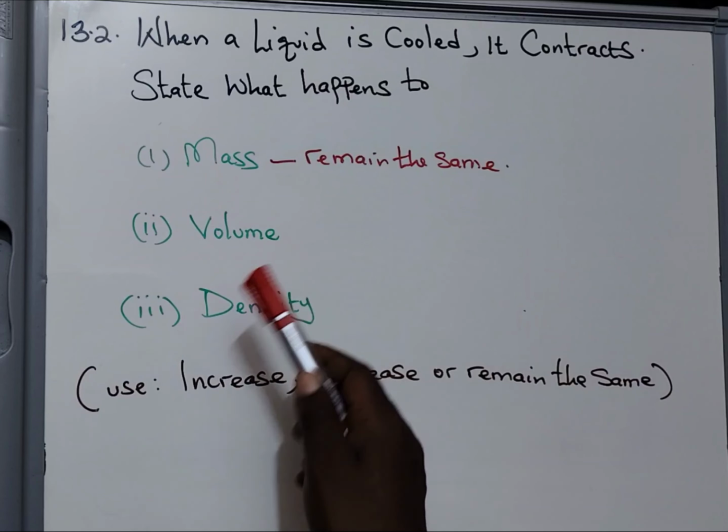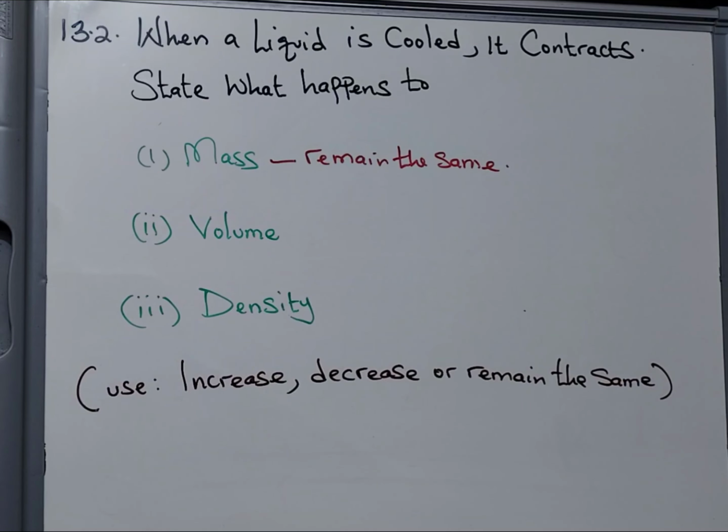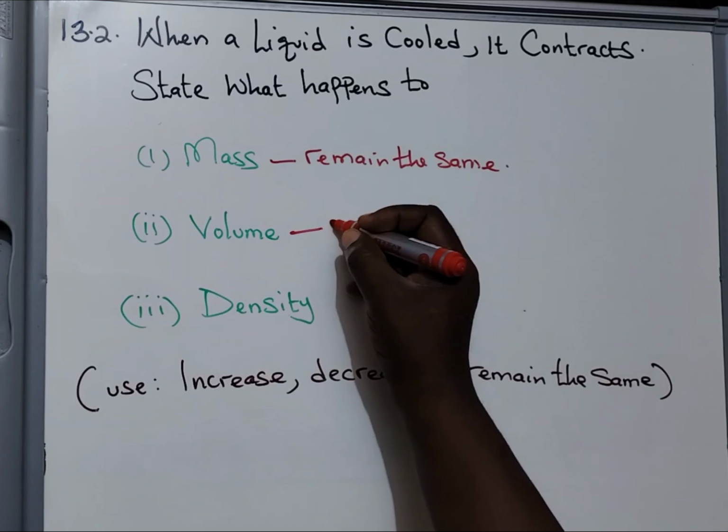Then next, volume. What happens to the volume when a liquid is cold? Okay, you have to know that volume is the amount of space occupied by matter. So when contraction occurs, what happens to the space? The space decreases. And so volume decreases.